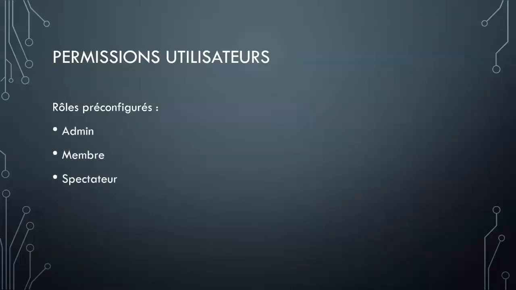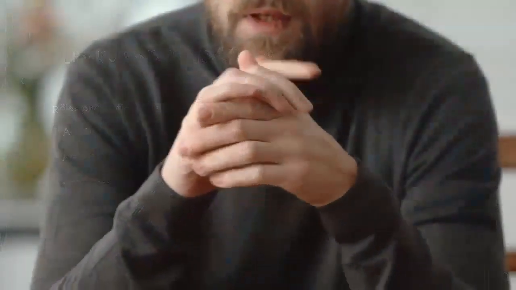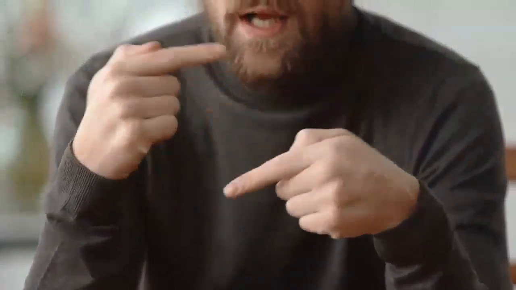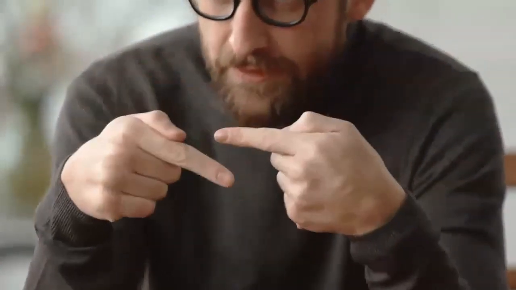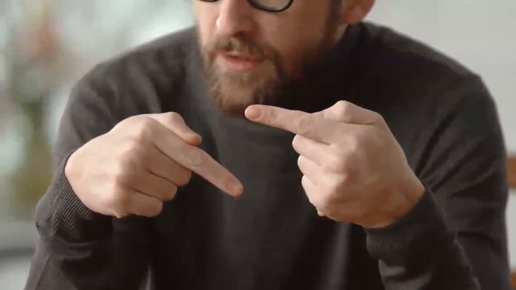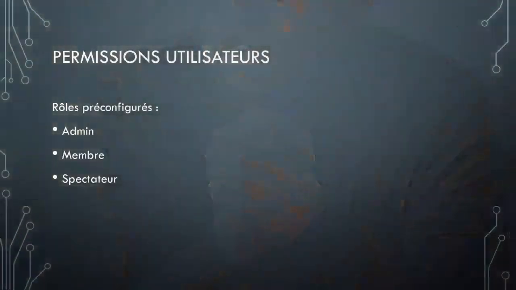Let's talk about the permissions of the beginning version of the application. There are three predefined roles: admin, member, and viewer. First, the admin, who, like the owner, has access to everything. He can do whatever he wants regarding the application and other people. This includes deleting the application and paying add-ons. You can have several admins in a group.